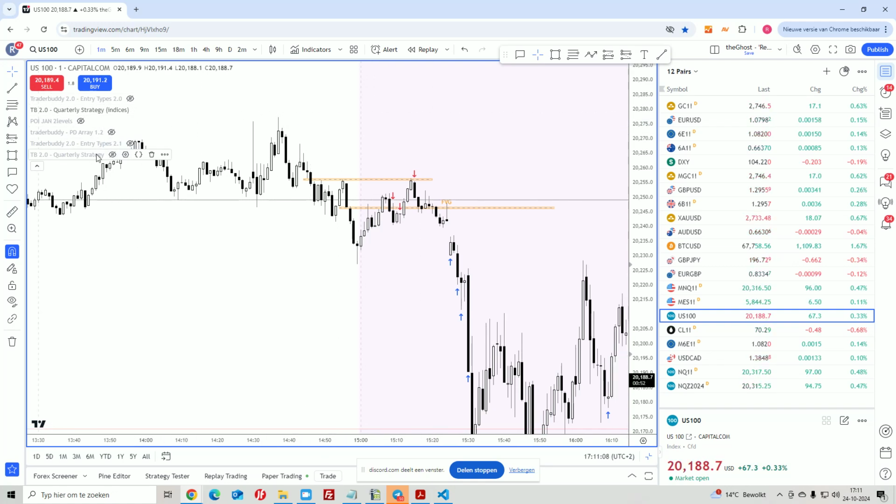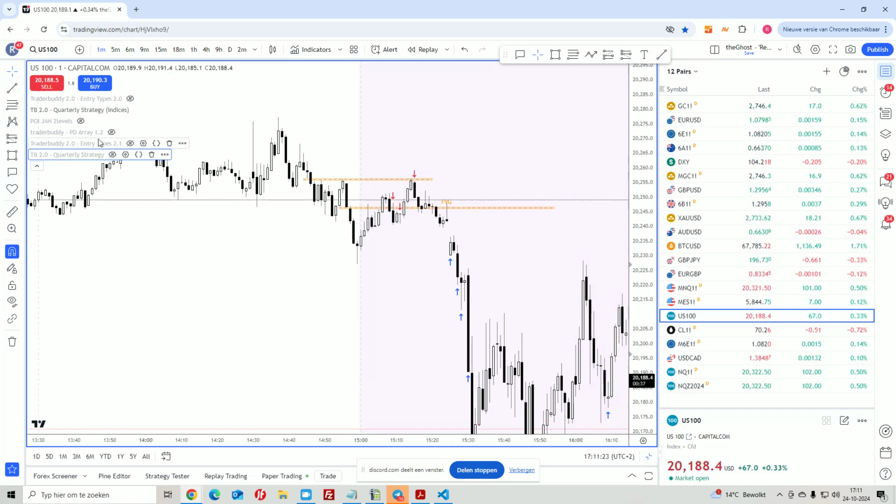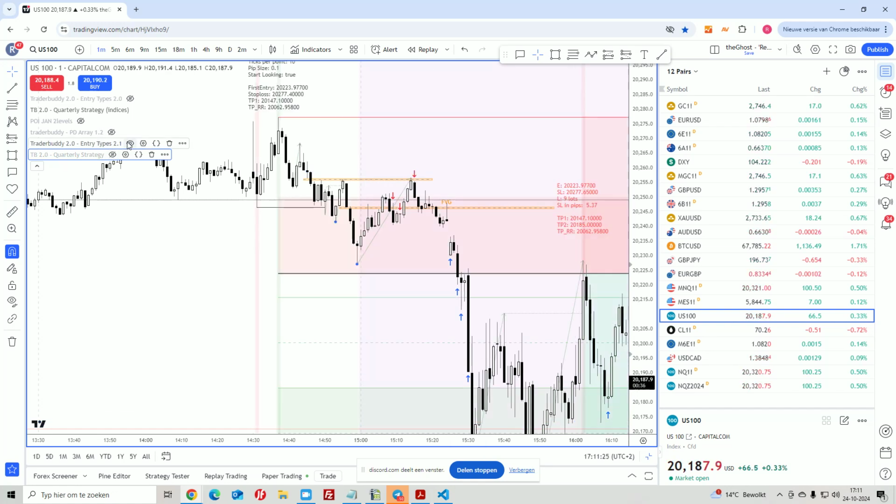We'll go over the 7-step. Okay. So the indicator will help you with, oh, this is the quarterly. I do not need the quarterly. I need the entry types. Okay.